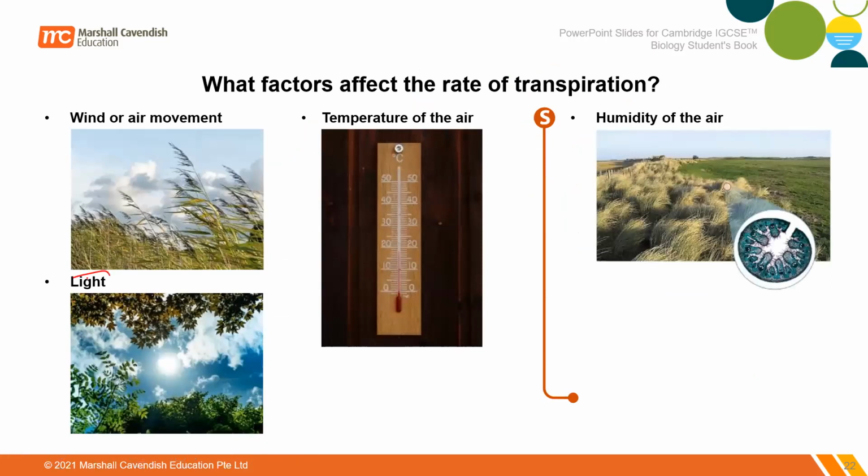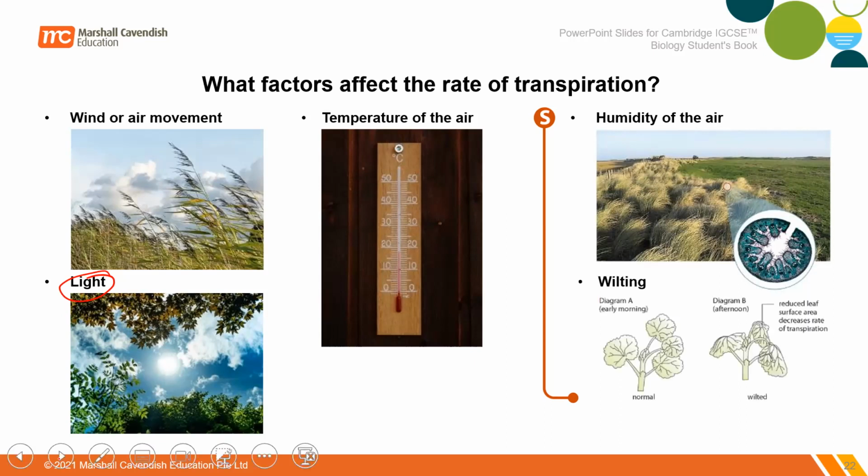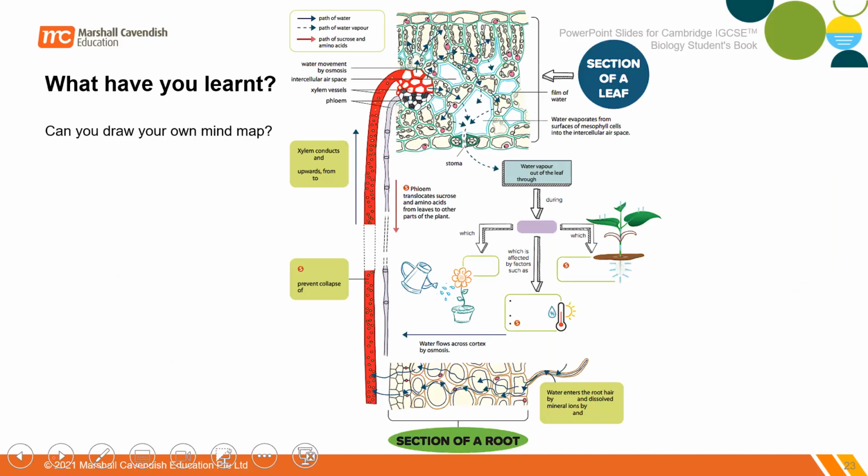Don't forget that when we have light, we have photosynthesis, so we have more water to be absorbed by the plant and more heat energy released, so we will lose more water in a form of water vapor. So light definitely increases the rate of transpiration. This is the transpiration topic, guys.